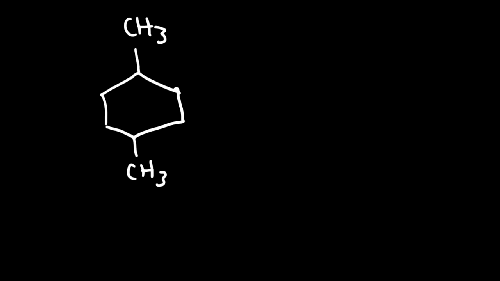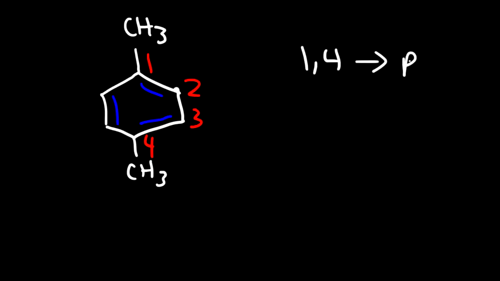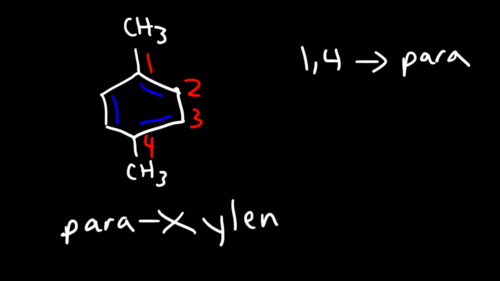So what do you think the name for this compound is going to be? So let's call this carbon 1, 2, 3, 4. So we can call it 1,4-dimethylbenzene, or we know that 1,4 is the same as para. And so we can call it paraxylene, or we could just say P-xylene.